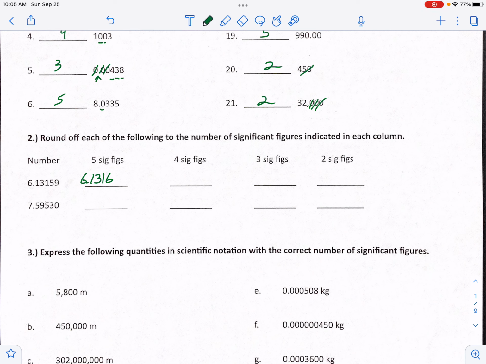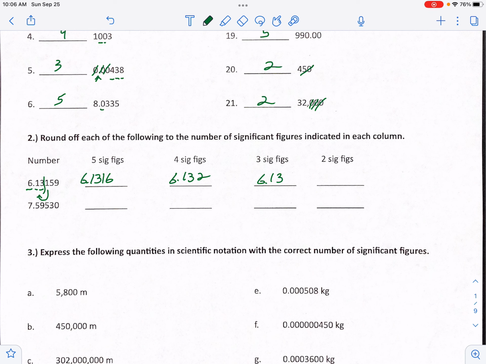Okay, I'm going to erase this real quick so I can clear this up. Now I'm going to do 4 sig figs. So I would count 1, 2, 3, 4, draw my line. That 5 tells me I'm going to round that 1 up. So this is going to be 6.132. Let me erase this. Now it's going to go 3 sig figs. So I'm going to count 1, 2, 3, draw my line. This 1 is going to tell me I am not going to round up. So I'm going to leave that 3 the same. I'm going to leave it alone. So it's just going to be 6.13.